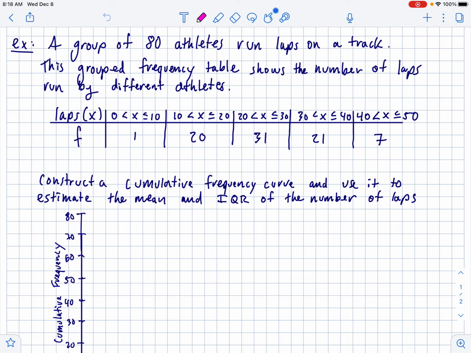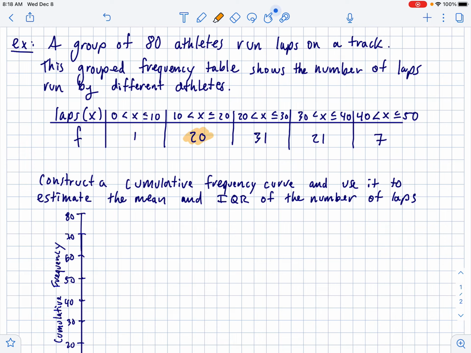So the problem is a group of 80 athletes run laps on a track, and then they run a certain amount of laps and then they tap out, and how many laps they ran is then recorded. We don't have the raw data for this problem, but we do have a grouped frequency table that shows the number of laps that certain people took. So when I look at this, there was one person that did between 0 and 10 laps. I don't know if it was 1 or 2 or 3, 4, 5, 6, 7, 8, 9, 10, but I know it's somewhere in there.